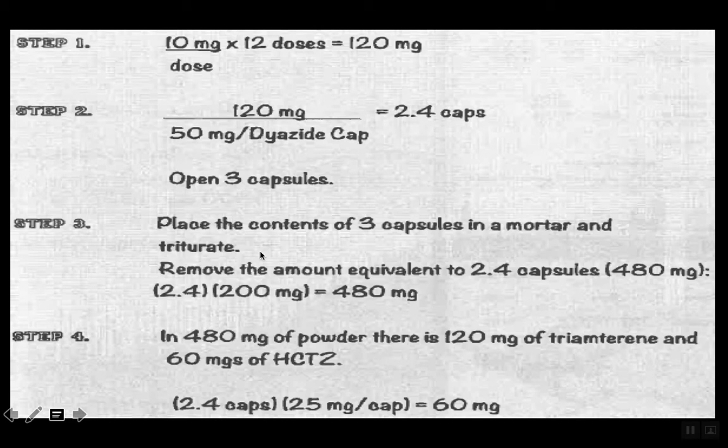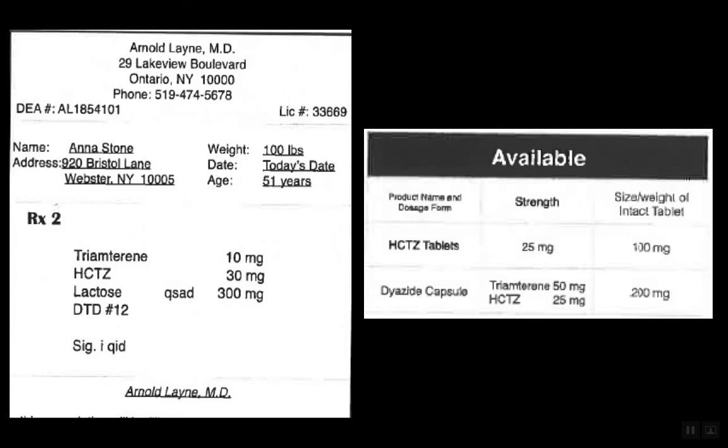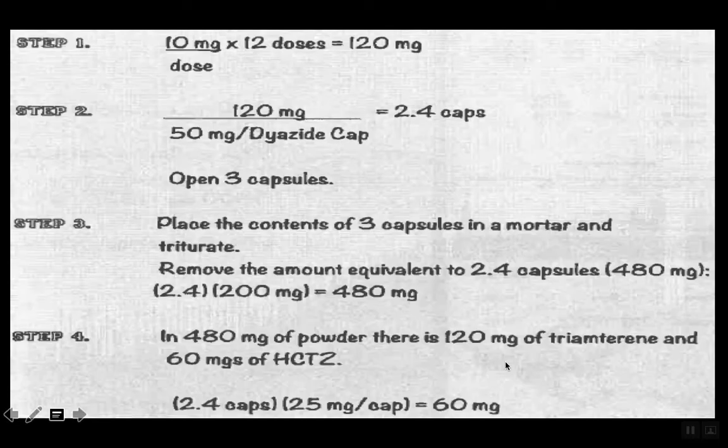Okay. So we open 3 capsules. Okay, we put in a mortar, we triturate, remove the amount equivalent to 2.4. So you set up a proportion once again. You set up a proportion, right? To know how much of the powder, the total powder, because each one is 200, right? So what does that mean? So 3 capsules. If 3 capsules give you 200 milligrams of weight, right? What about 2.4 capsules? Okay.